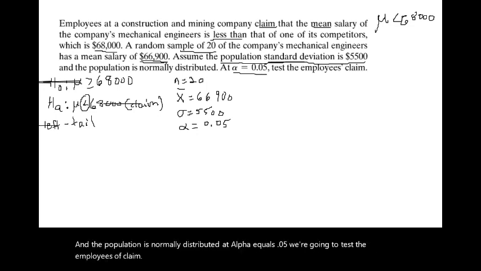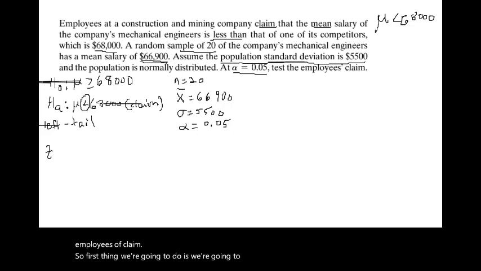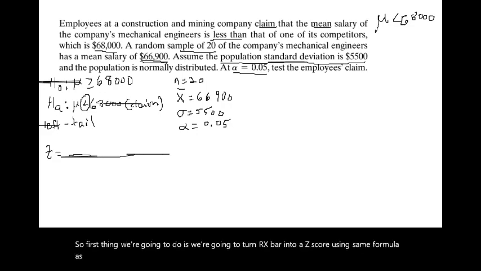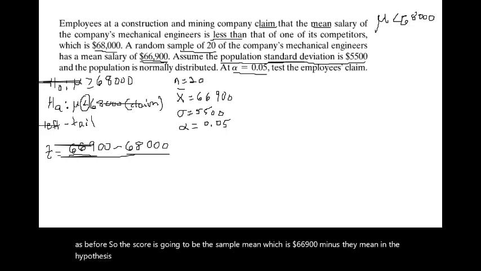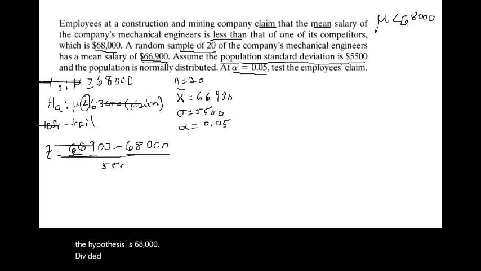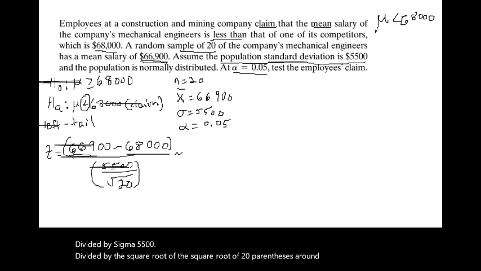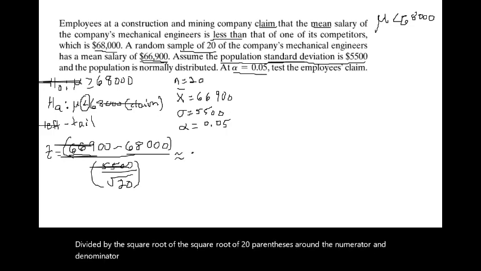So the first thing that we're going to do is turn our x bar into a z-score using the same formula as before. So the z-score is going to be the sample mean, which is $66,900, minus the mean in the hypotheses, 68,000, divided by sigma, 5,500, divided by the square root of n, so the square root of 20. Parentheses around the numerator, parentheses around the denominator. You should get a z-score, rounded to 2 decimal places, of negative 0.89.